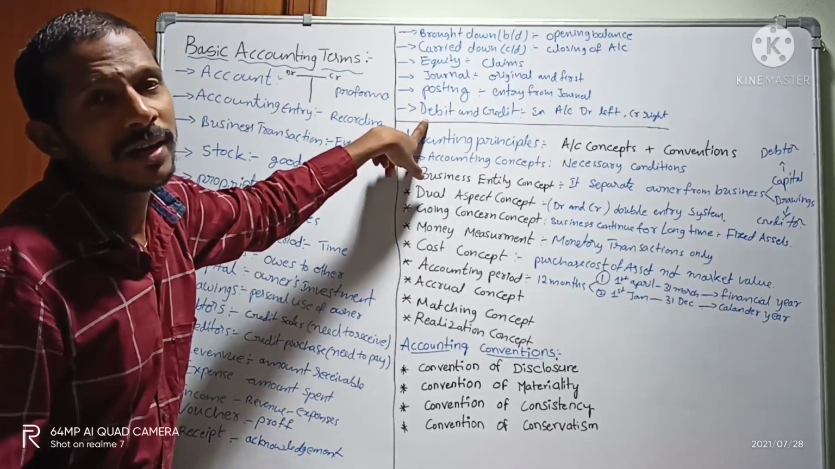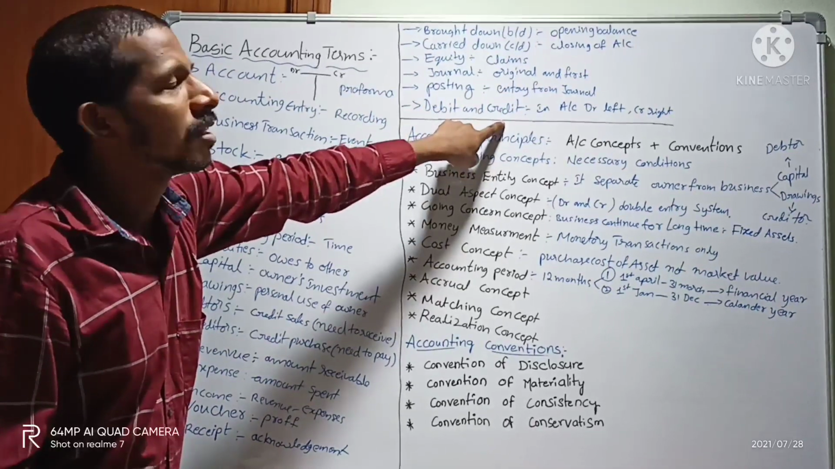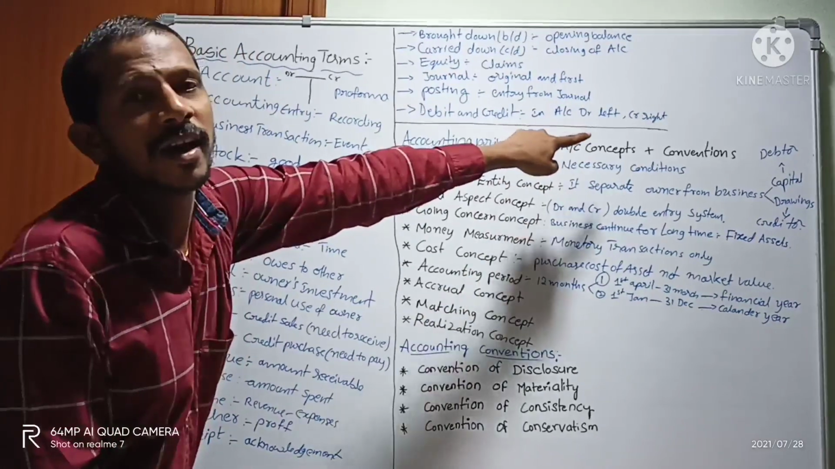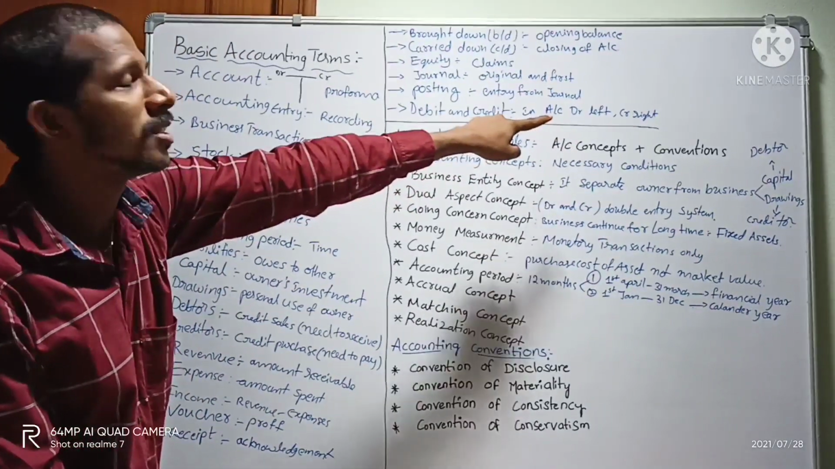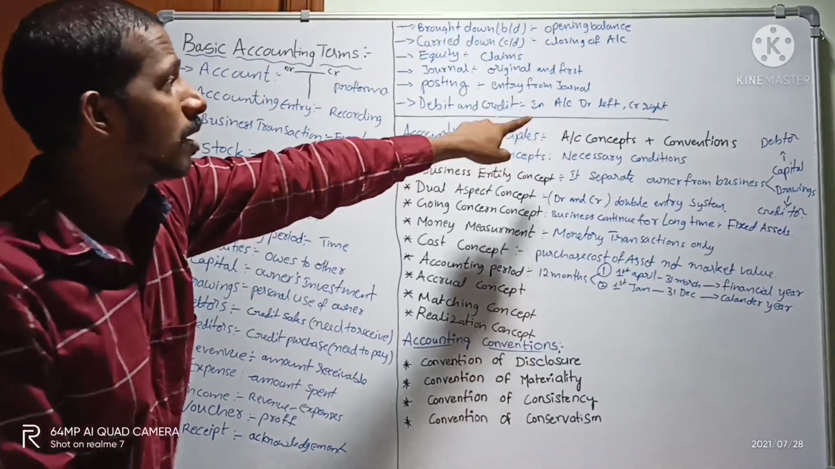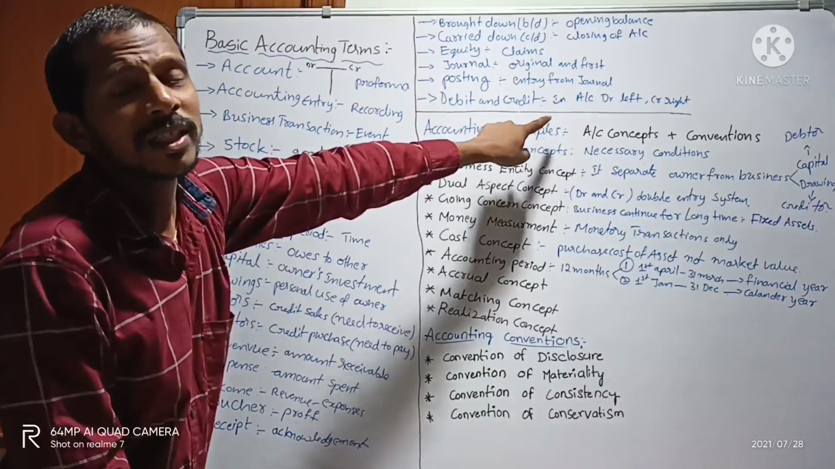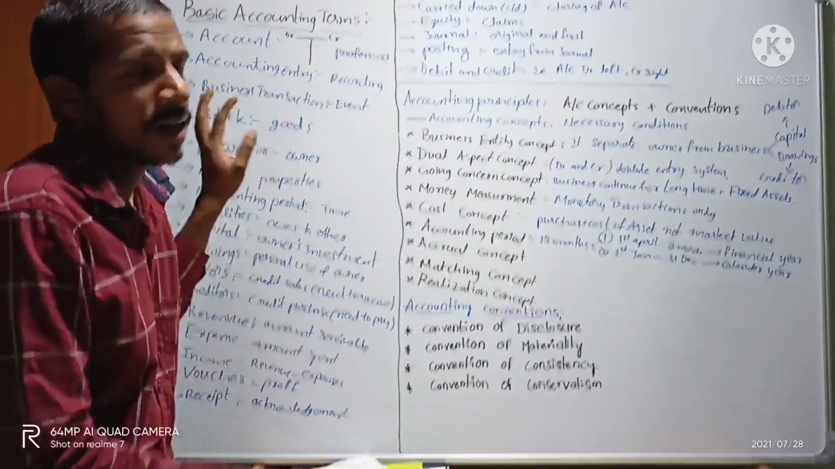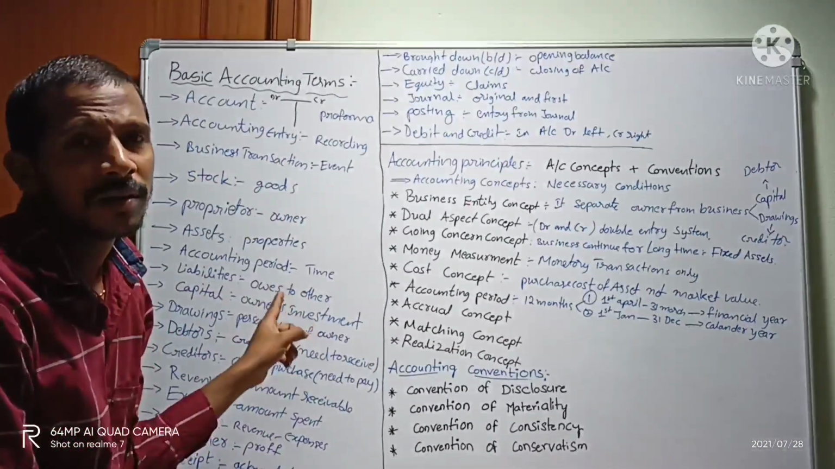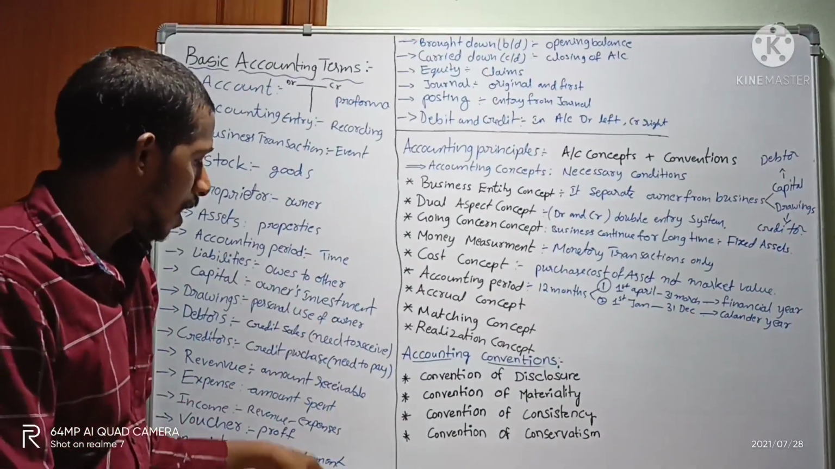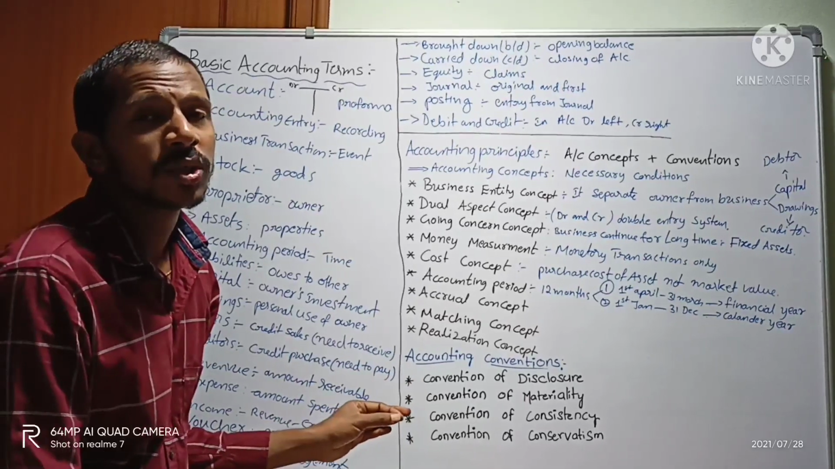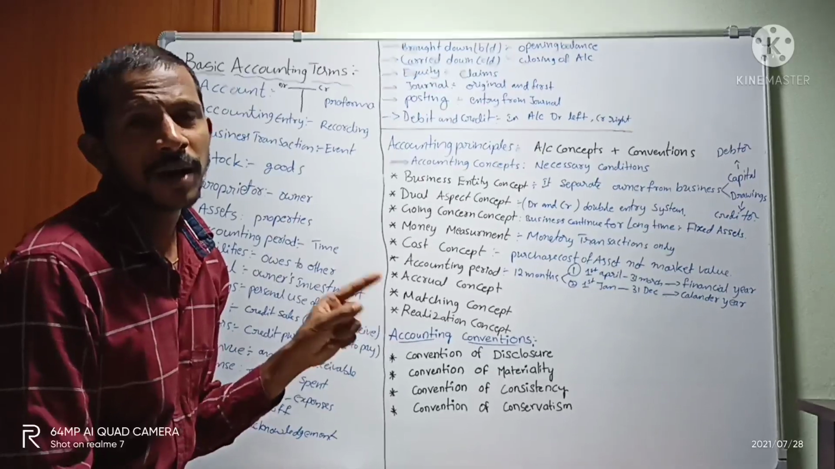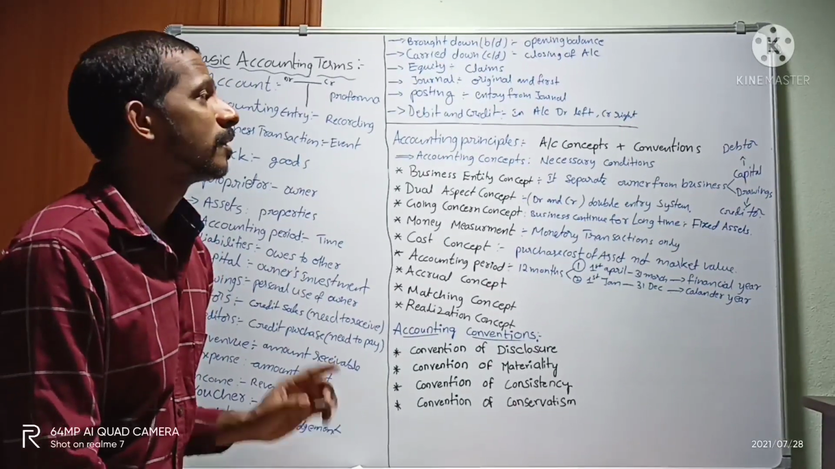And what is a debit and credit? The terms debit and credit we are showing with DR and CR. Debit means DR, credit means CR, that we are showing for the account. For an account, the left part we are showing as a debit, and the right part we are showing as a credit. Left part debit, right part credit. That is the rule.